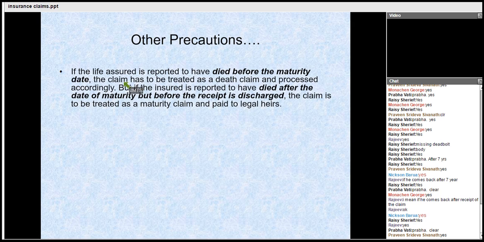Other precautions. If the life assured is reported to have died before the maturity date, the claim has to be treated as a death claim and processed accordingly. But if the insured is reported to have died after the date of maturity, but before the receipt is discharged, the claim is to be treated as a maturity claim and paid to legal heirs. Fine.